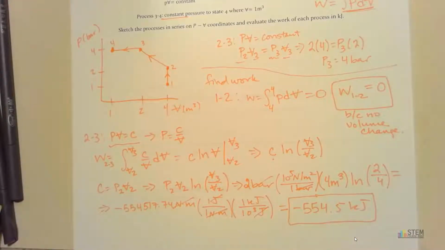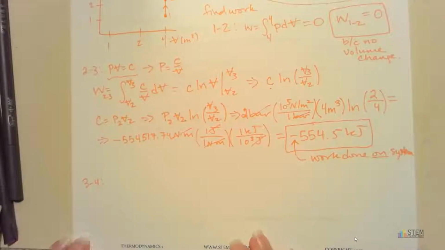All right. So that's the work for process 2-3. Now think about what we got here. We got this sign again, this negative sign. That means work is done on the system. So there's some sort of external energy supply or source that is making that compression happen. Okay, the system itself is not causing the compression. It's something external doing work on your system to make that happen.